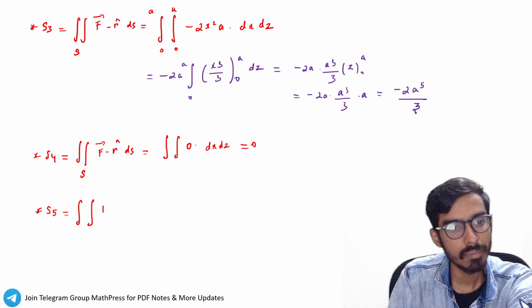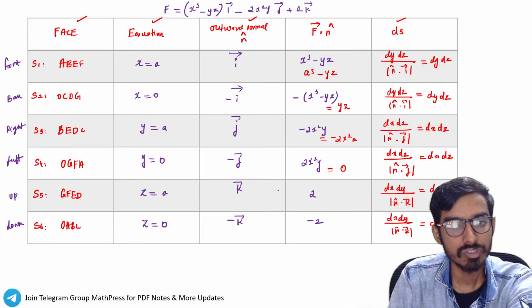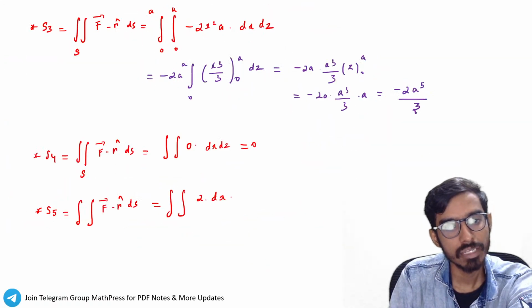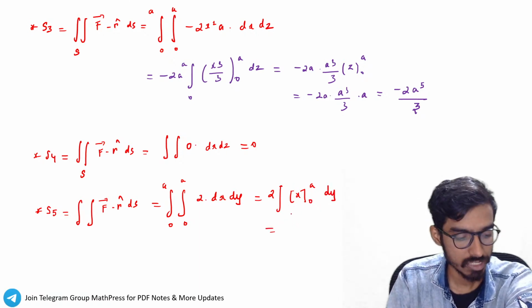S5 is double integral over s of f vector dot n cap ds. F vector dot n cap is 2 and ds is dx dy. And we know x varies from 0 to a, y also varies from 0 to a. So 2 is constant. So integration of dx is x from 0 to a, into dy. So we will have this to be 2a square, right?